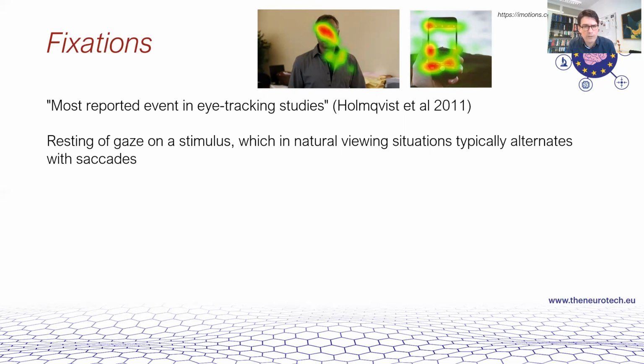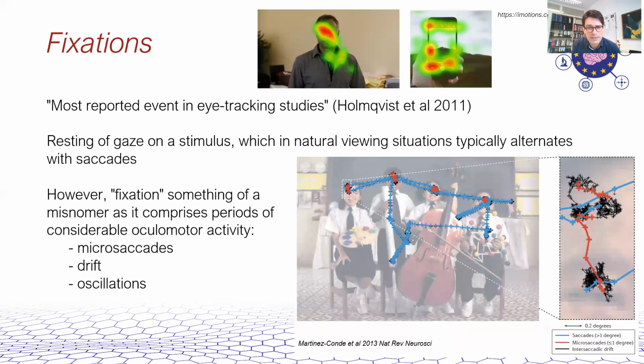So fixations can be defined as the resting of gaze on a stimulus, or again on a stimulus detail. In natural viewing conditions, periods of fixation typically alternate with saccades. Now, the term fixation is something of a misnomer. It implies a lack of any eye movement, but really fixation periods comprise considerable oculomotor activity. It's very small saccades, less than a degree in amplitude, termed microsaccades, or slow drifts, or high-frequency oscillations.